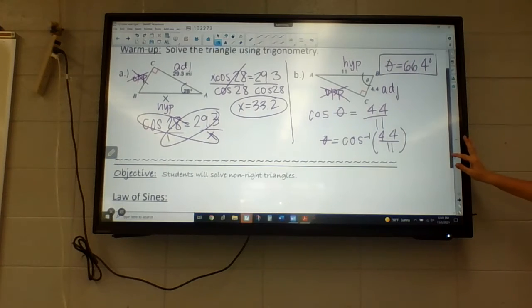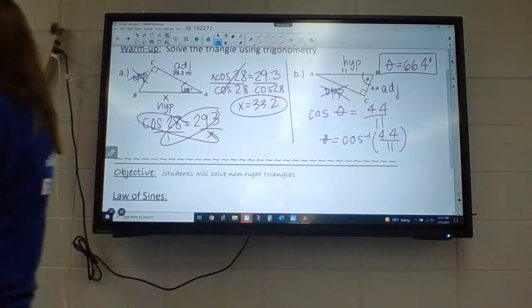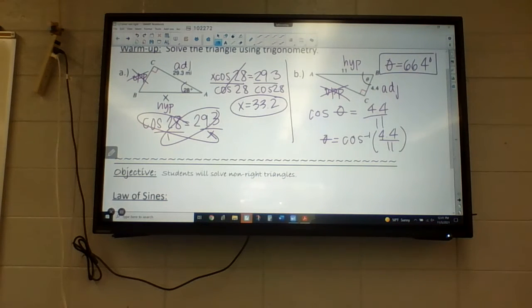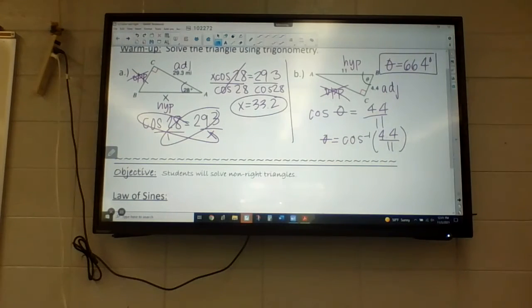All right, questions there at all? All right, so what we're going to talk about now is how to find sides and angles of non-right triangles. So SOHCAHTOA works awesome for right triangles. However, for non-right, we need a new rule. So we have this law of sines and law of cosines that helps us with this.